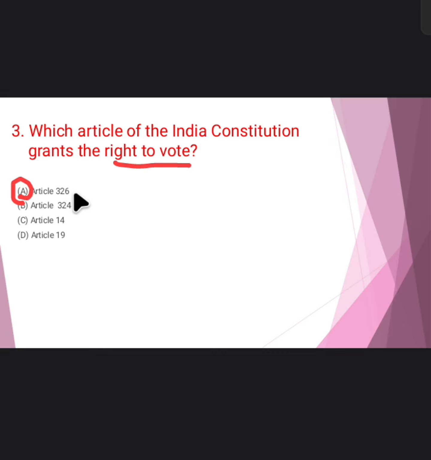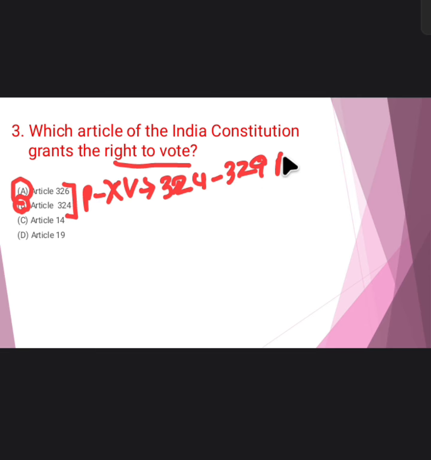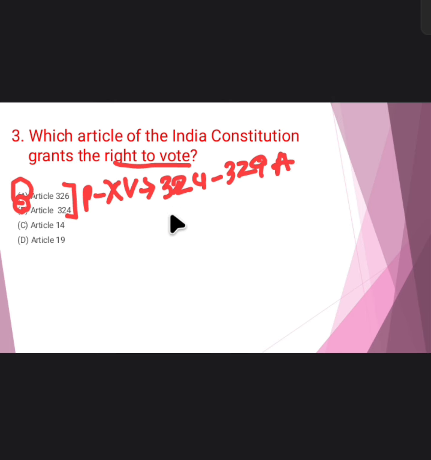Article 326 and Article 329 both belong to the same part, which is Part 15 of the Constitution of India, ranging from Articles 324 to 329. Article 324 talks about superintendence, direction and control of elections by the Election Commission of India. This is talking about the establishment of the Election Commission of India.